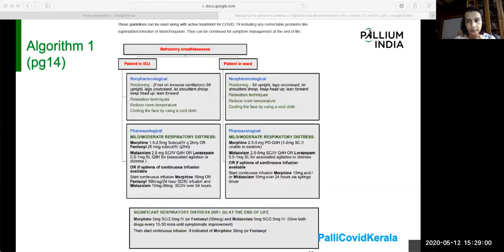This is the algorithm which is given in the ebook, in the current version. It's given on page 14, but we will soon be uploading the second version of the ebook, so the pages might be different in that. Everything that I've mentioned in the slides is in this algorithm. Basically, refractory breathlessness is divided into patient ICU and patient ward, and they are managed with non-pharmacological and pharmacological methods. And significant distress towards end of life, the management remains the same, and that's in the last box.